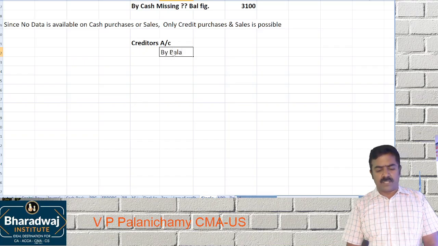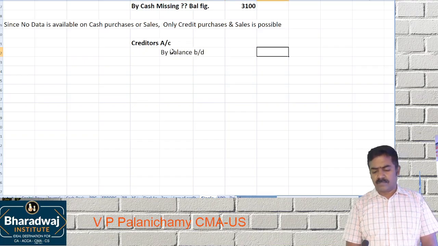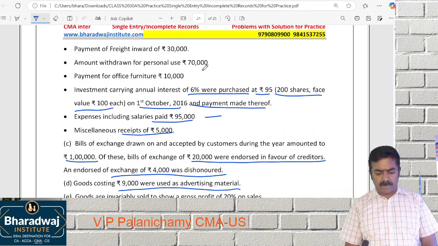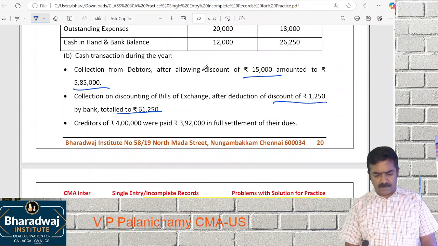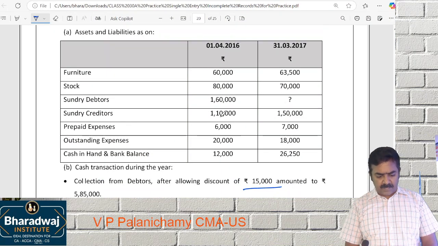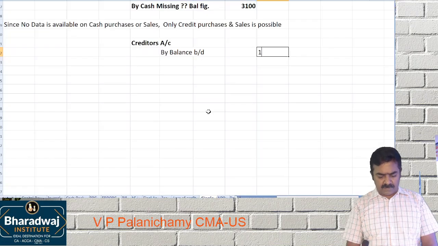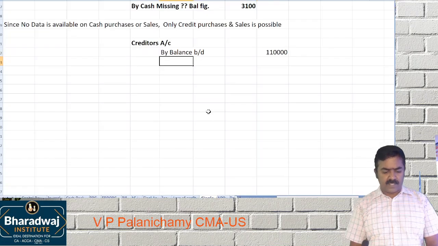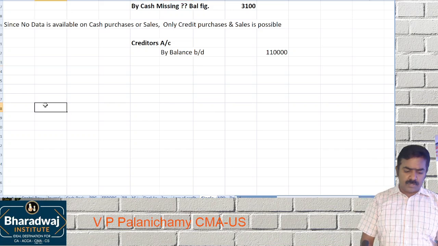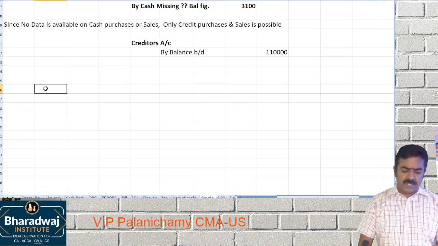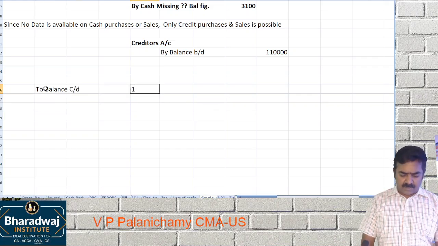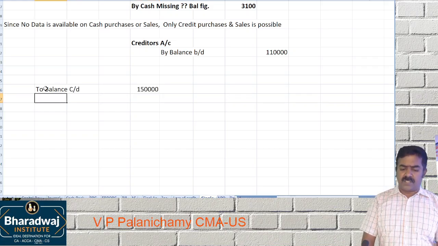See whether the opening balance is given. Opening balance given, where? In the question. Opening balance of creditors, how much is given? 1,10,000 given. Then closing balance also given. Please do it along with me, don't wait. Closing balance also given in the question. 1,50,000 given in the question.